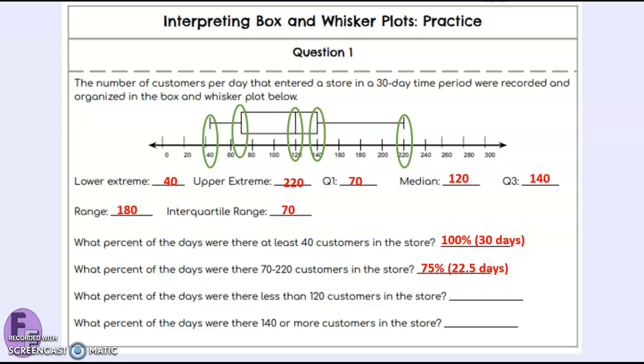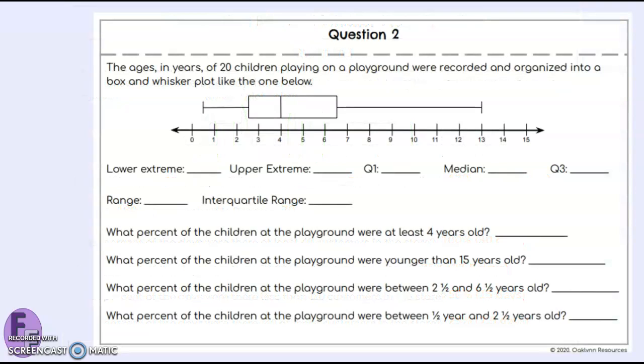What percent of the days was there less than 120 customers in the store? Well, this is from the median down, so 2 sets of 25, 50%, or 15 days. And what percent of the days were there 140 or more customers in the store? Well, this is from Q3 on up, so 25%, or 7.5 days.